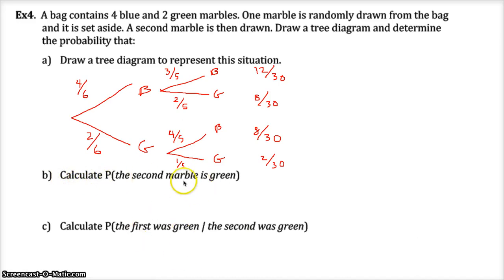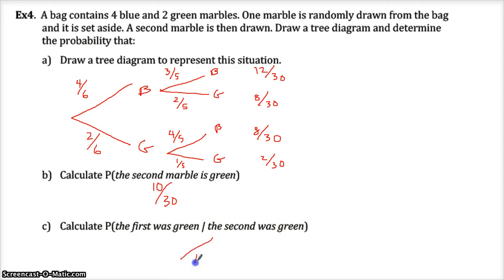You might be thinking, well, the probability the second marble is green kind of depends on the first one, right? It's either 1/5 or 2/5. Well, yeah, that's why we have this whole thing. Probability the second marble is green happens here and here. That's a total of 10 of the 30 outcomes, because those don't overlap. I can add those up. Of course, it's 1/3.